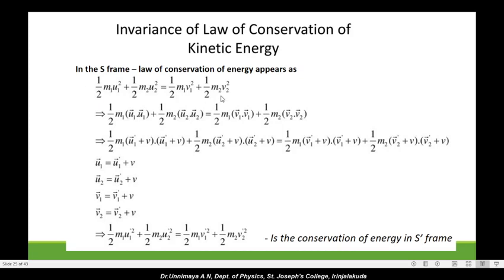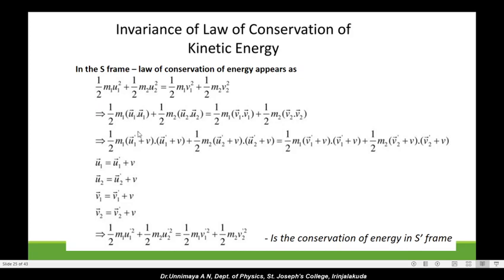We wrote it like that. Now we split this u1 square as u1 into u1. Similarly u2 square as u2 into u2, v1 square as v1 into v1, and v2 square as v2 into v2. Now we replace u1, u2, v1 and v2 with their velocity transformation equations.